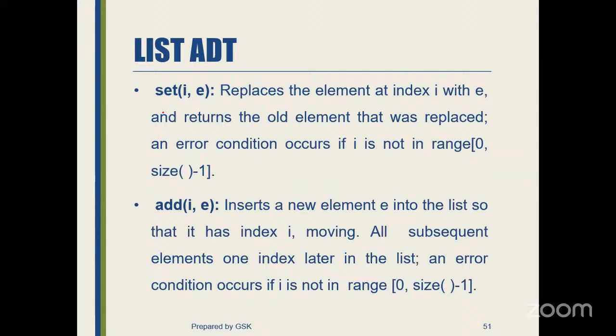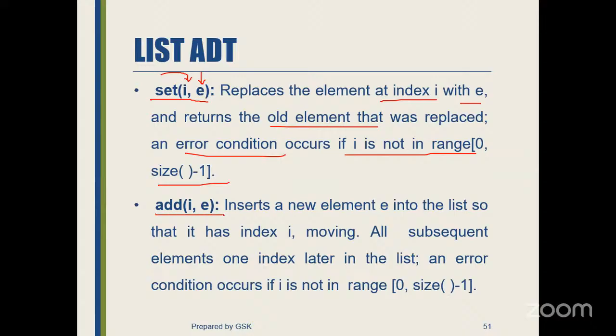Next operation is set(i, e). This is used to replace the element at index i with e. Whatever element is available at index i will be replaced with the element e, and the old element that was replaced is returned. What was the element we had at position i? That old element was replaced and will be returned by this function. An error condition occurs if the given index value is not within the valid range.